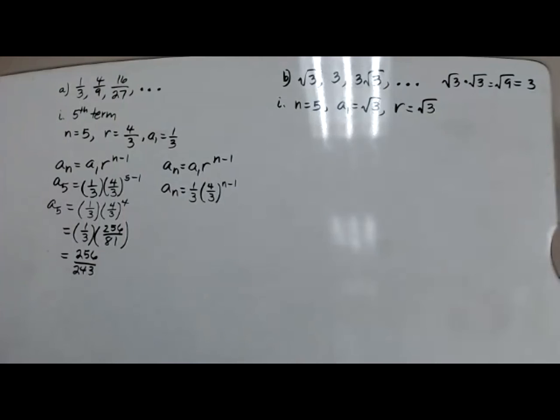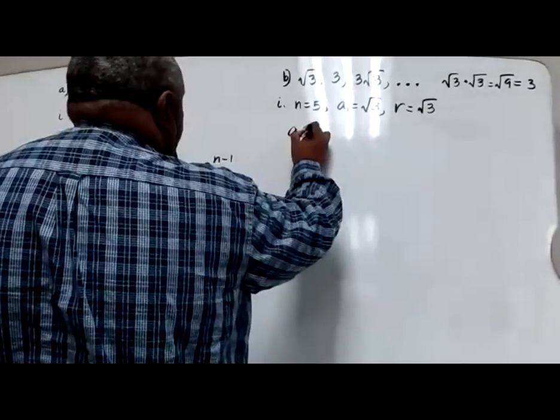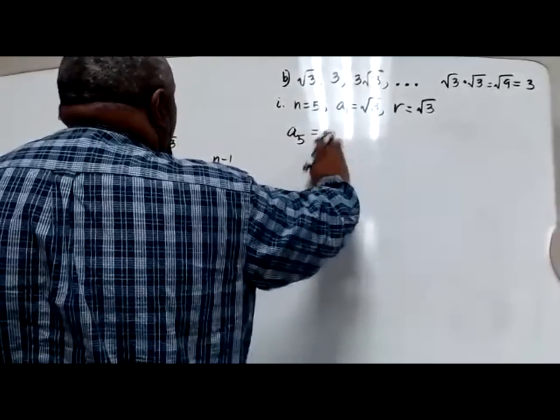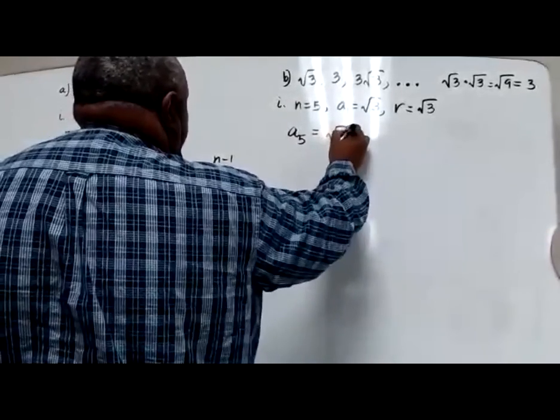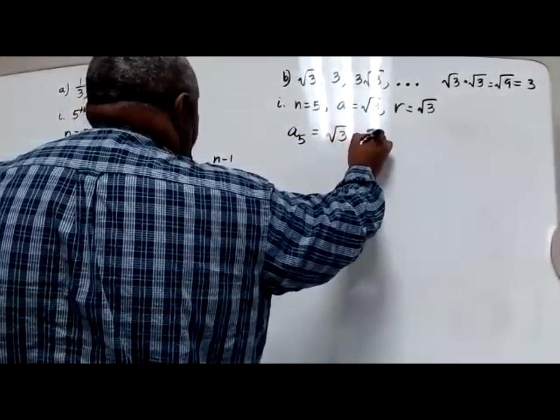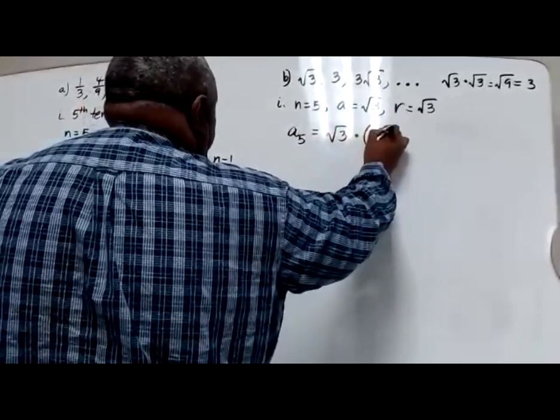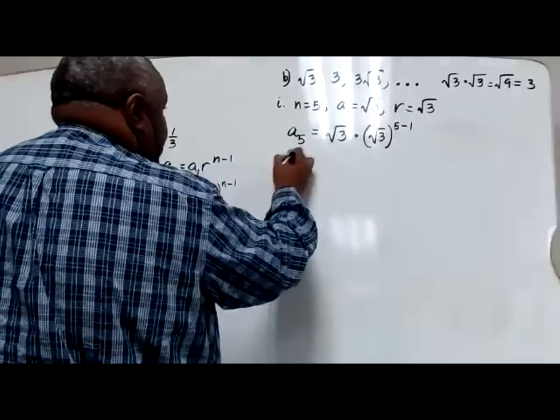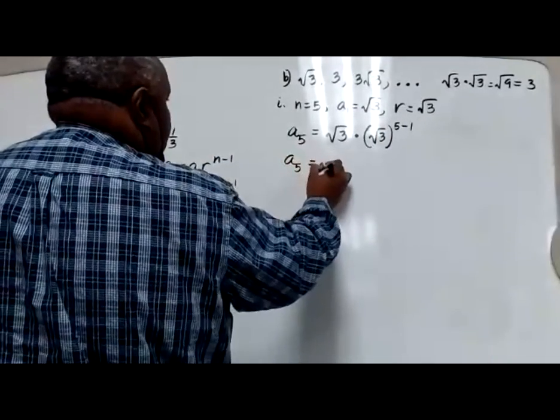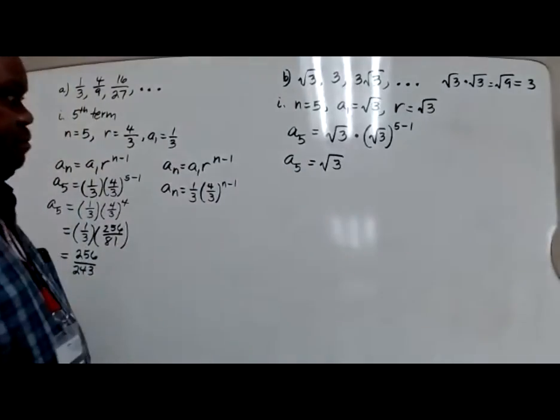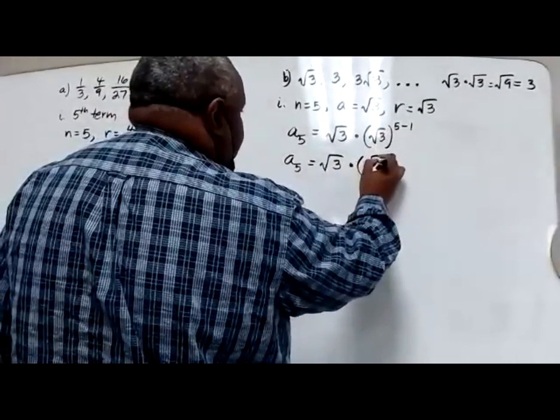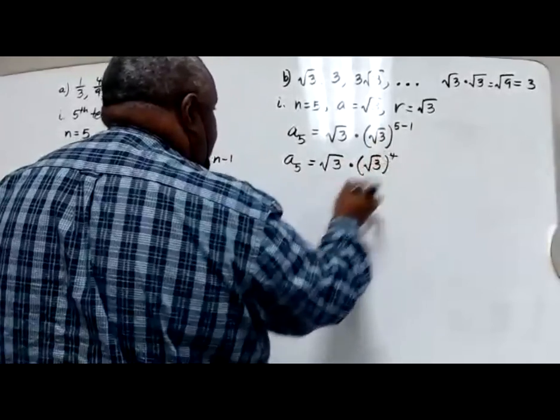Now to find the fifth term of this geometric sequence, a sub 5 would be equal to a sub 1, which is the square root of 3, multiplied by the common ratio, which is the square root of 3, raised to the n, which is 5, minus 1. So we have the square root of 3 times the square root of 3 raised to the 4th power, since 5 minus 1 is 4.